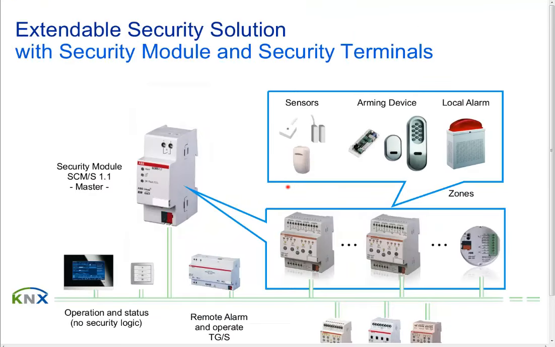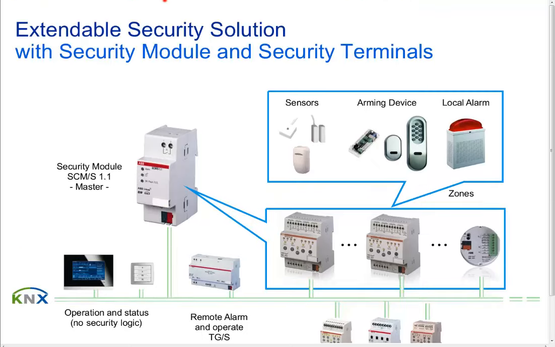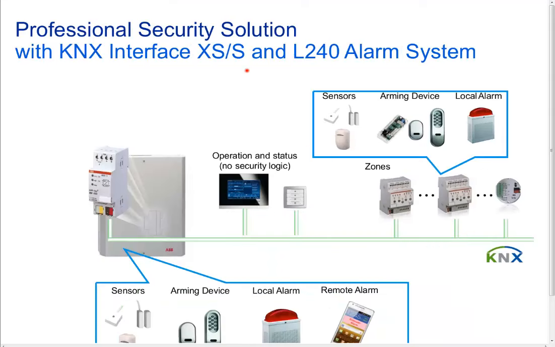As mentioned, we have also extensions available with the security module, which is necessary if you need more than one security terminal. So one security terminal can be used standalone. If you have more channels or more zones, more inputs necessary, you have to use additionally the security module. Not the topic today, maybe one of the next webinars. And on top, we have also a conventional alarm system. At the moment, the intrusion alarm system L240, which has a KNX interface available. It's a solution which gives you some more options, but neither a topic today.